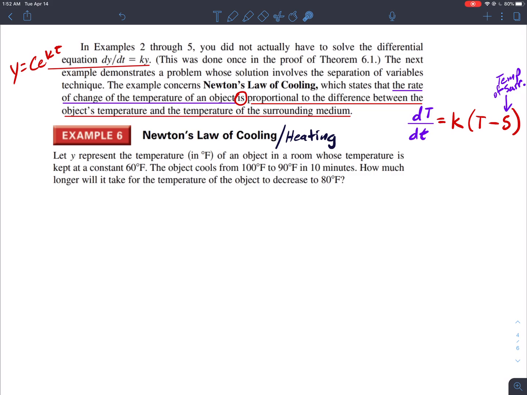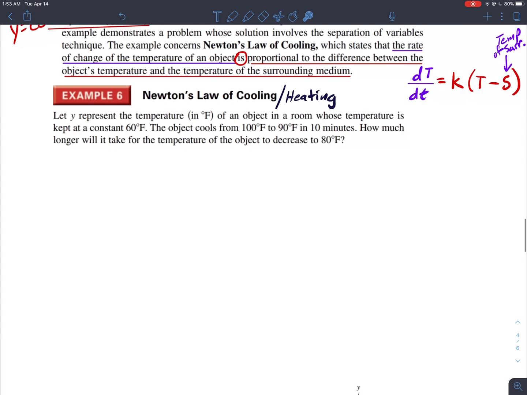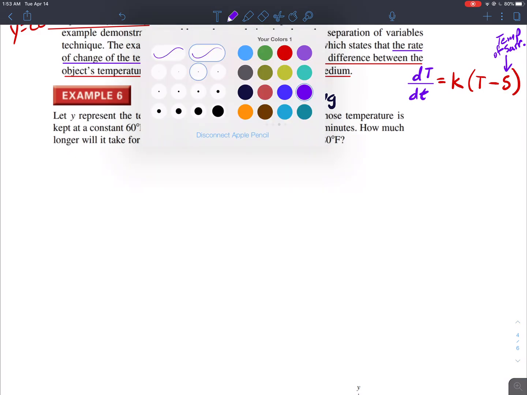All right. So that is the general differential equation that's created by the statement for Newton's law of cooling. The solution we're going to work out in this next example. It says, let y represent the temperature in Fahrenheit of an object in a room whose temperature is kept constant at 60 degrees. All right, well, we know our S, right? So if I'm writing this as a differential equation, then I have dy, I'm sorry, let me back up a second. I'm writing this as a differential equation.